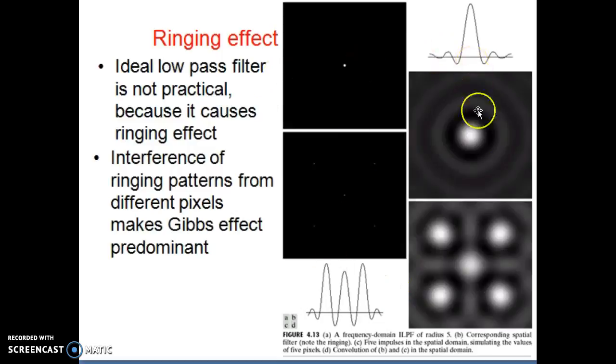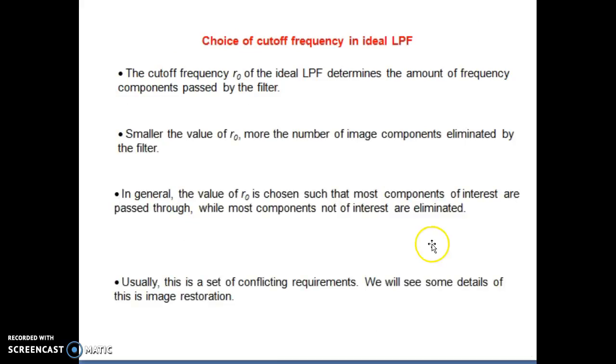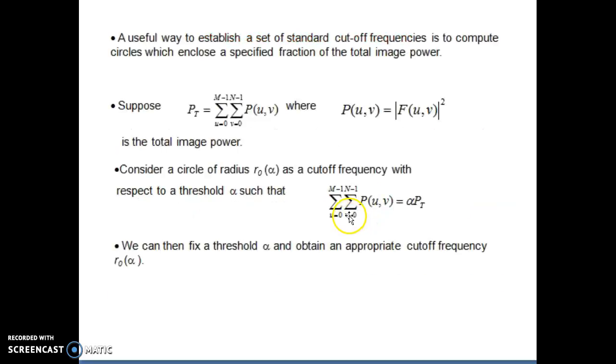The ringing effect can be visualized in this way. First is a frequency domain low pass filter of radius 5, and the corresponding representations in the frequency and spatial domain are indicated. And the most important point as we use the filters is the cutoff frequency. So an ideal cutoff frequency is required so that the filtering is more accurate.